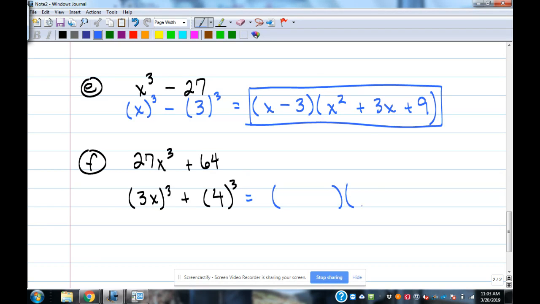So we know we have a short factor and a long factor. The short factor is the same. So it is super easy, 3x plus 4. Long factor.